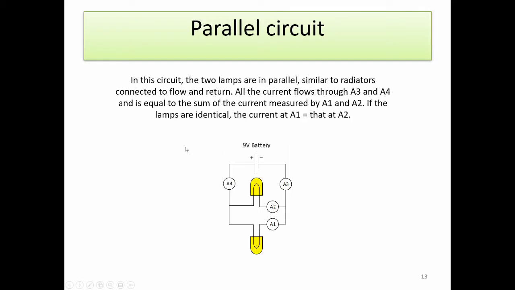A parallel circuit. In this circuit, the two lamps are in parallel, similar to radiators connected to flow and return. So all the current from the battery flows through A3 and returns through A4, and will be equal to the sum of the current flowing through A1 and A2. If the lamps are identical, then the current at A1 will be the same as the current at A2.